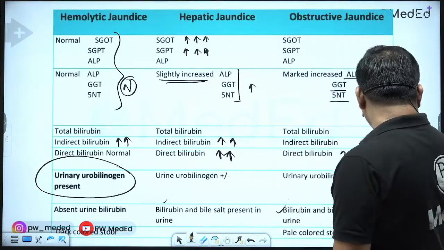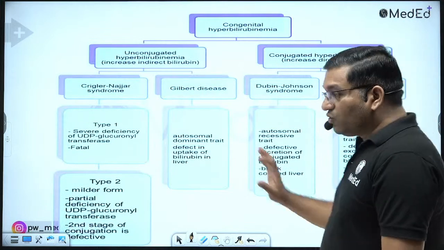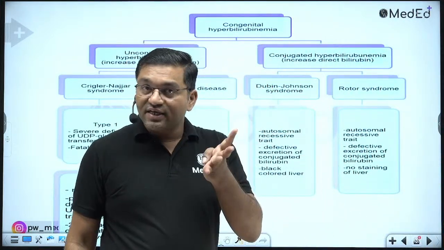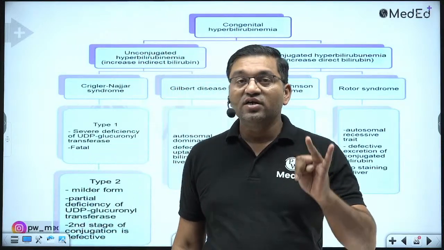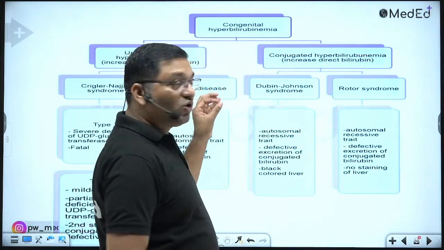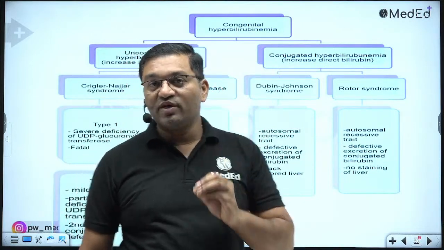Obstructive jaundice and the hepatic jaundice. Now, the congenital hyperbilirubinemia means Crigler-Najjar type 1, type 2, Gilbert, Rotor, and Dubin-Johnson syndrome. This is also an important part from the bilirubin metabolism.